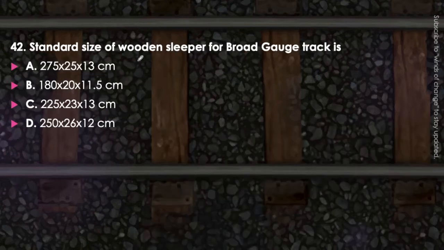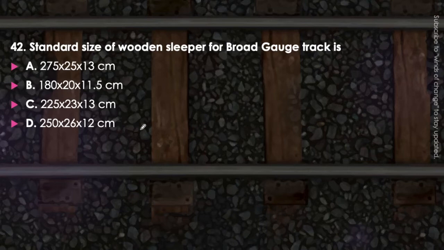Next question. Standard size of the wooden sleeper for broad gauge track is 275 by 25 by 13 cm, 180 by 20 by 11.5 cm, or 225 by 23 by 13 cm, or 225 by 26 by 12 cm.